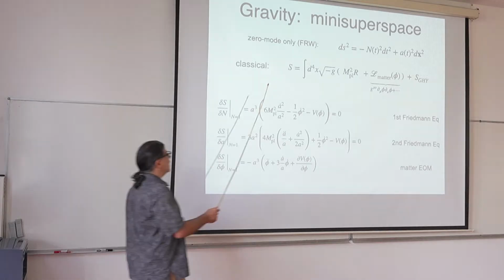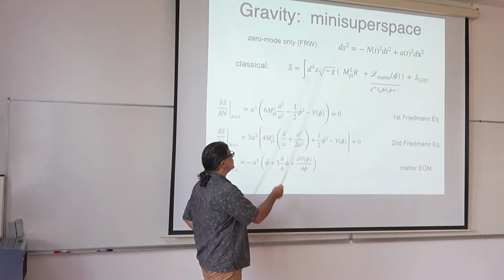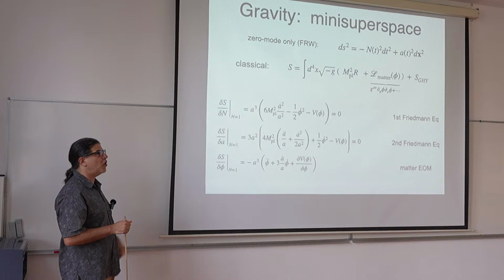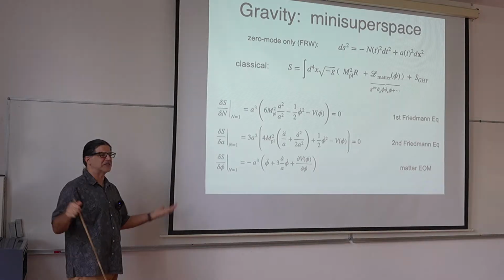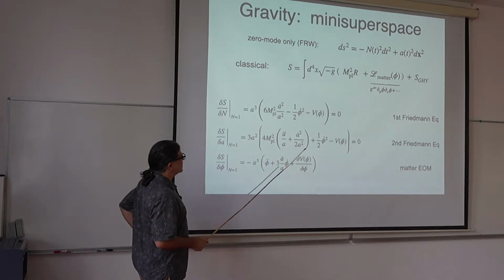So let me do gravity in the simplest form I can in 4 dimensions, which is minisuperspace. Minisuperspace is, let's only look at the homogeneous evolution of the universe. So FRW cosmology. How would we construct the quantum theory of that?